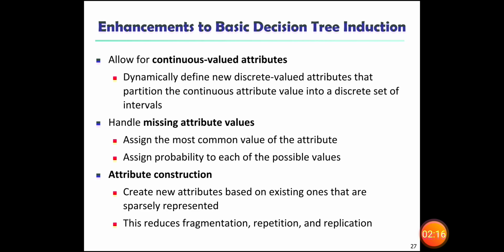The next one is attribute construction. Means create new attributes based on existing ones that are sparsely represented. This reduces fragmentation, repetition, and replication. Here, new attributes can be constructed based on the existing attributes available in the training data set. By doing this, we can reduce the fragmentation, repetition, and replication.